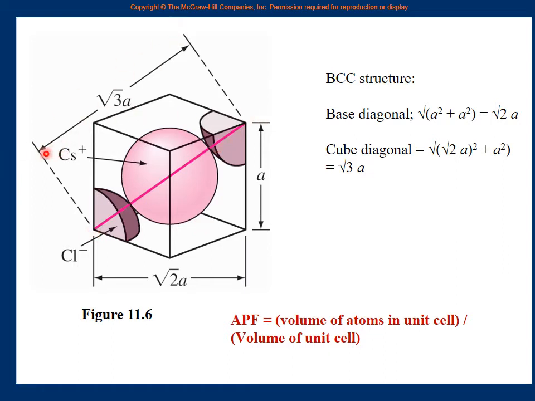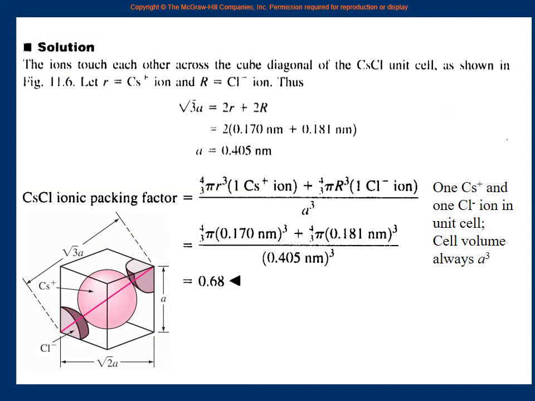So this is there. But this root 3A is not R plus 2R plus R. That was 4R earlier. It is 2R of this kind and 2R of that kind. So this is the only thing, that root 3A is equal to 2R of chlorine and 2R of cesium, right? And the atomic packing factor is again the volume of atoms in the unit cell upon the volume of the unit cell. So with this, we proceed further.